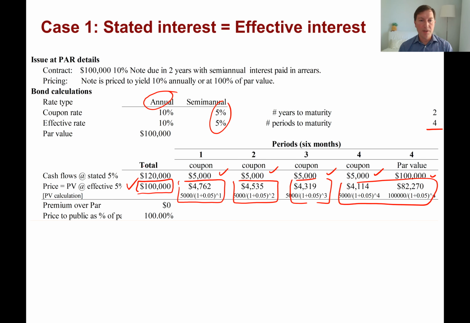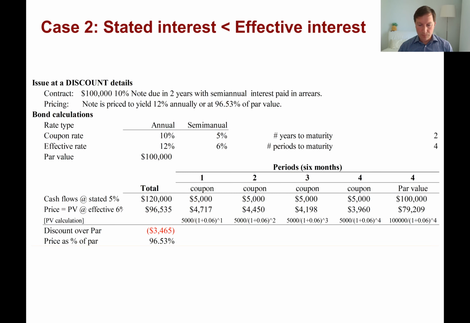So the 100,000 that we're getting up front when investors price these bonds at 10% annually is equal exactly to the par value that we are going to pay back on the last day of this bond's life, right? So there's no premium or discount. The bond is sold at par, and of course that's the case when market and stated interest rates are the same.